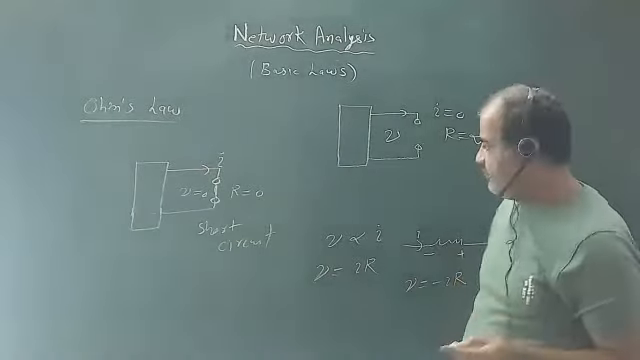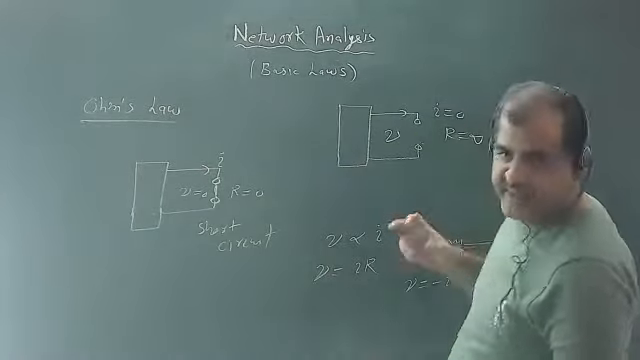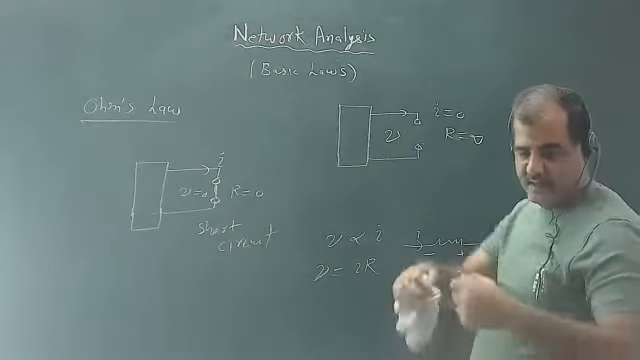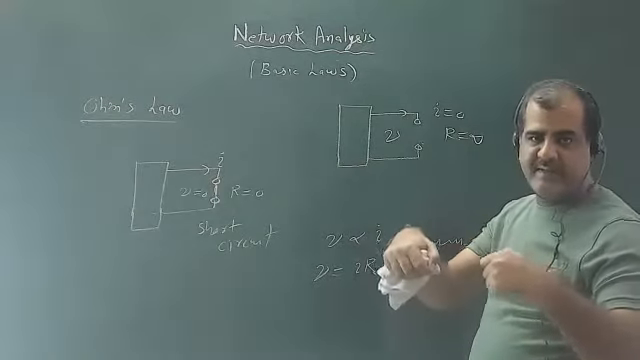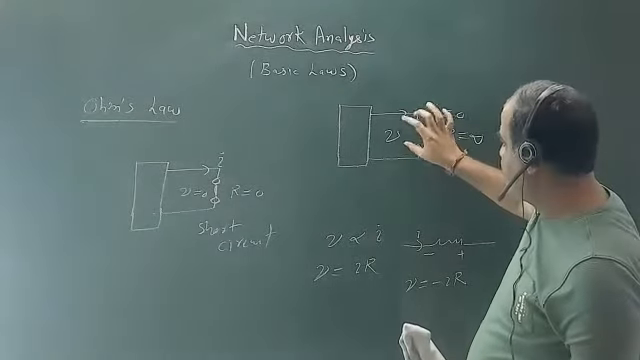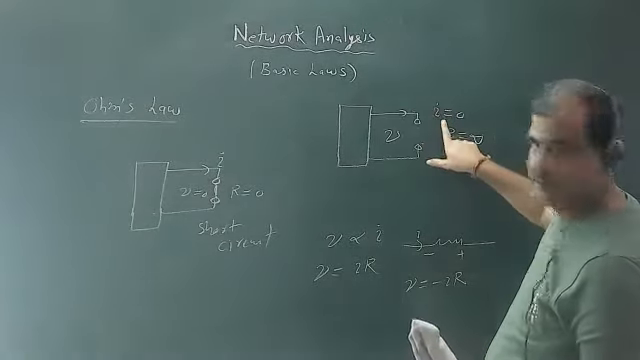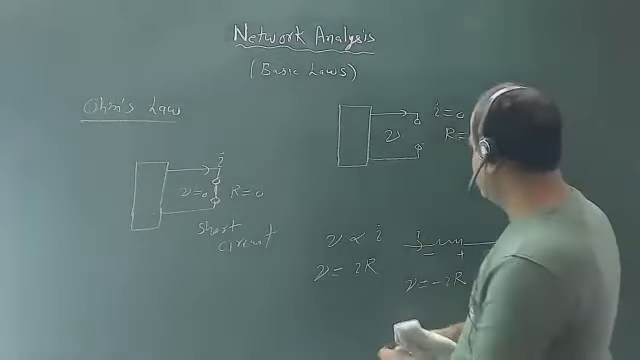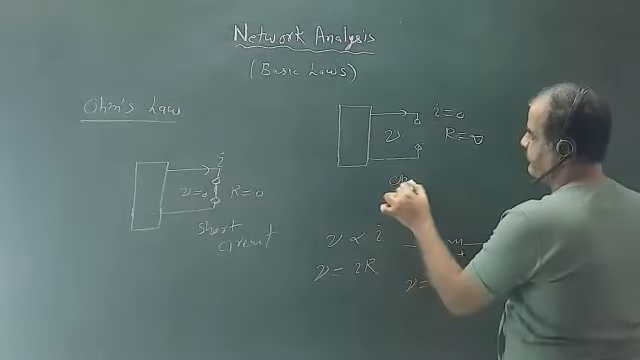For voltage you don't need a resistance. For example, a battery's terminals are separated, but there is a voltage. So in an open circuit you will have a voltage, but the current will be zero. So this is for open circuit.